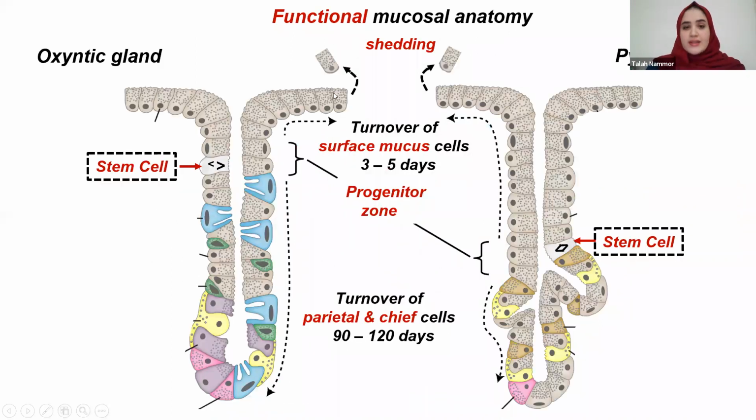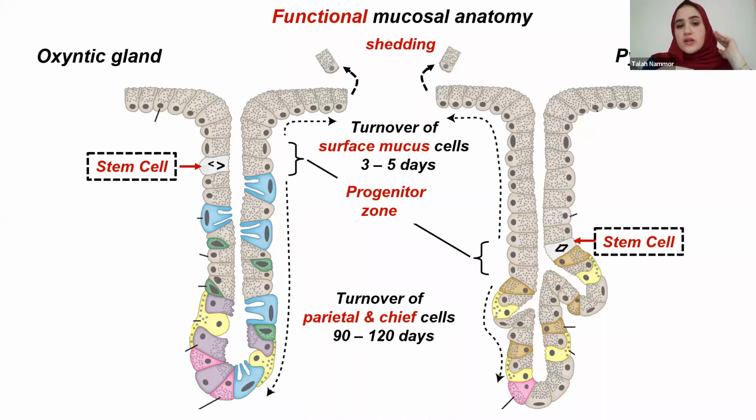PowerPoint is acting up. Okay, in here, Dr. Peter included this slide to show you the two different glands, okay? So on our left side in here, we have the oxyntic gland, okay? And then in here, we have the pyloric gland. Both of them are made up of stem cells and surface mucus cells, okay?